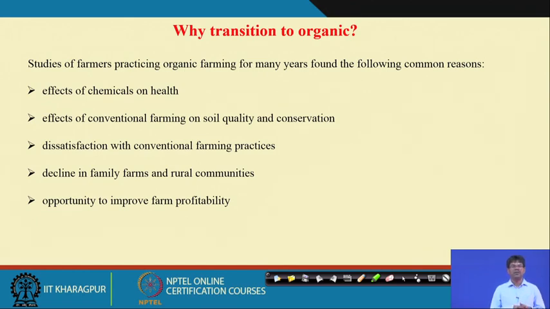The use of chemical fertilizer is not going to meet the demand for production, so we need to do some other practices, other technologies, so that the production level can be enhanced from the limited area. Then there is the decline of family farms and rural communities because of the intensive use of chemical fertilizers and pesticides. That may be one of the reasons. Then there is the opportunity to improve farm profitability by doing organic farming. If you can have better quality produce, either fruits or vegetables, and also we will discuss integrated farming concepts.